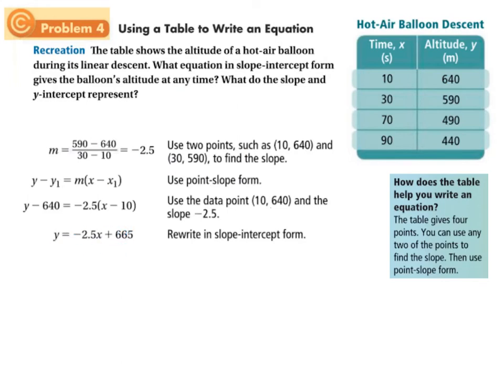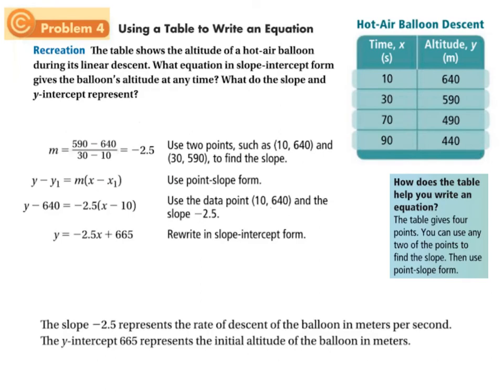Okay, what does it mean? What does it stand for? The slope of negative 2.5 represents the rate of descent in meters, because that's the y-coordinate, is meters, per second. And the y-intercept of 665 represents the initial altitude of the balloon in meters when it started descending. So at time 0, it was 665 meters above the ground.